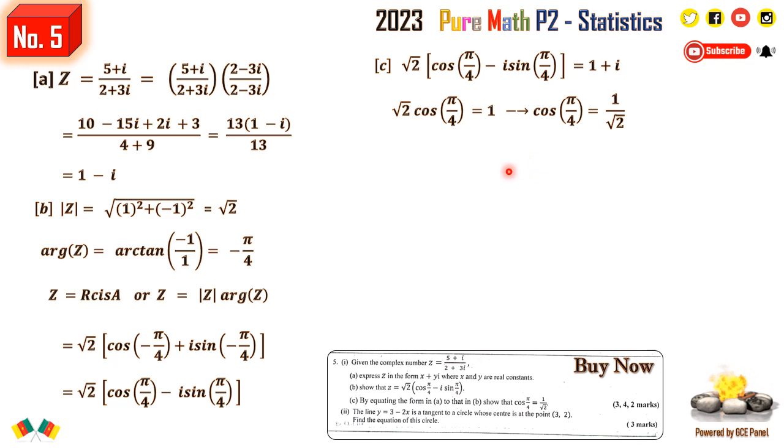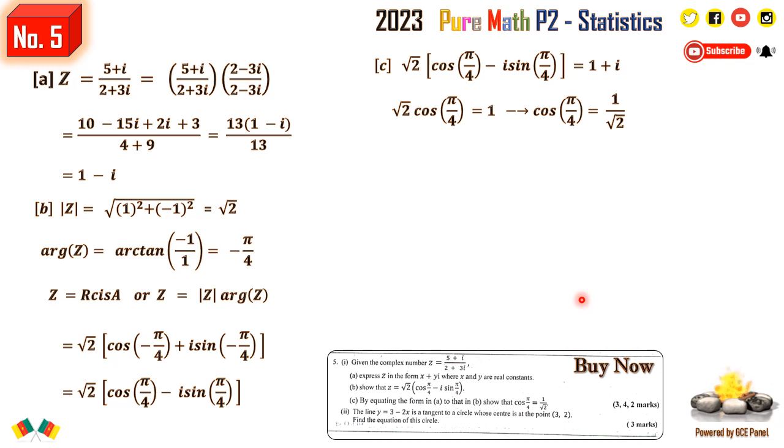Now, sub 2. In sub 2, we are being told that the line y is equal to 3 minus 2x is a tangent to a circle whose center is at the point 3, 2. Okay? It's a tangent to a circle whose center is at the point 3, 2. Find the equation of the circle.